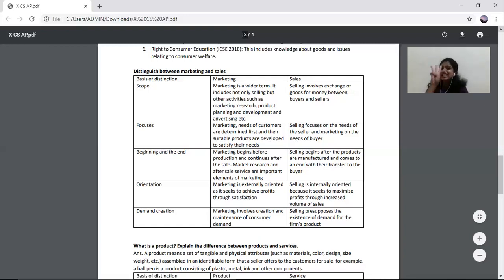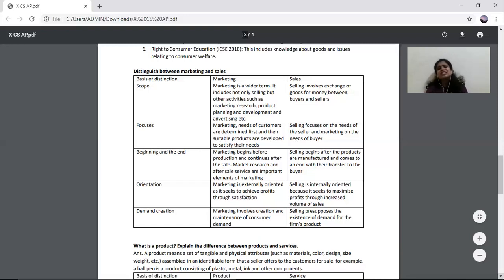Okay, students, so there are 3 things that you have to keep in mind while attempting a difference between questions. First of all, the basis of distinction has to be there. The answer must always be in a tabular format, right? And thirdly, the distinguishing points between the two concepts must always be in the sentence format. Now, moving on to the next question.